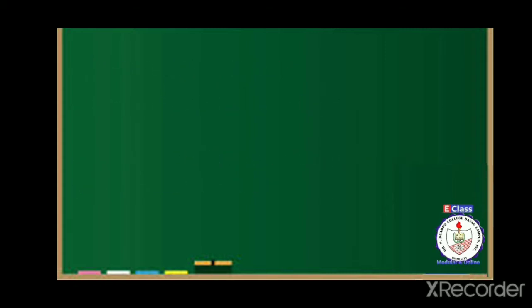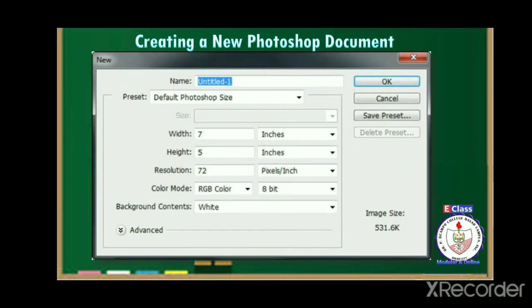And this is how to create a new Photoshop document in the program. You have seen the name, the preset, the width, height, resolution, color mode, background contents, and finally you click OK. If not, you cancel and do not save.